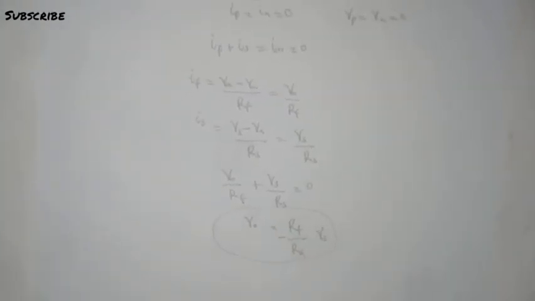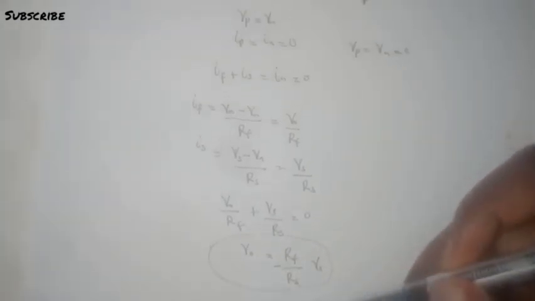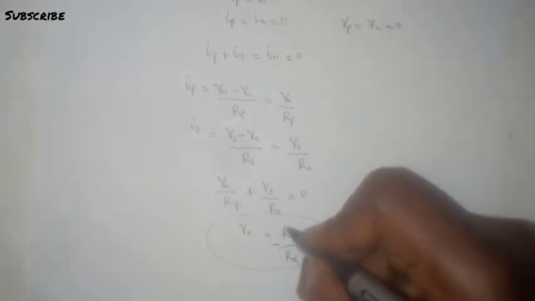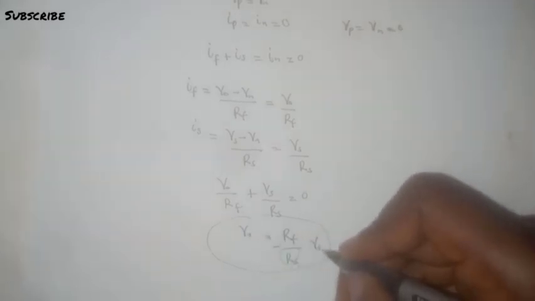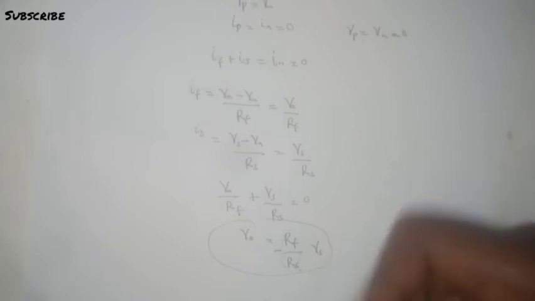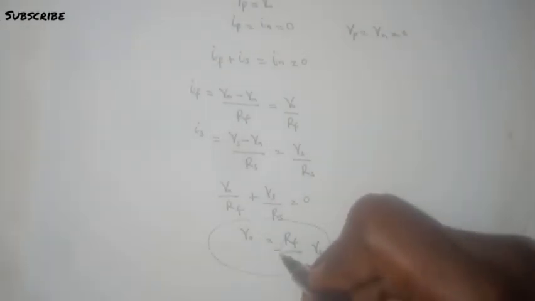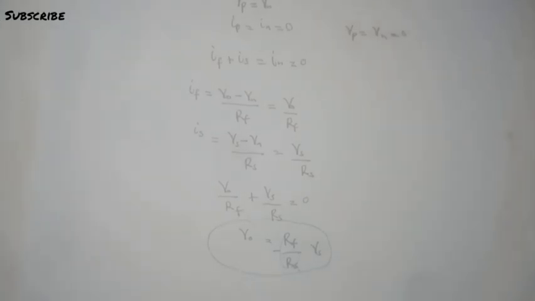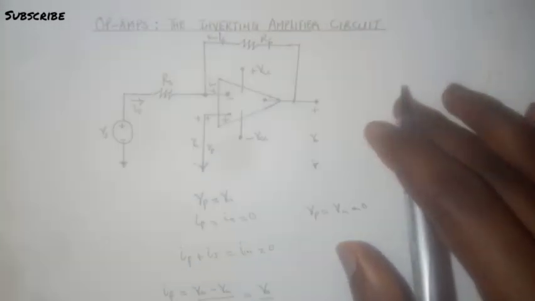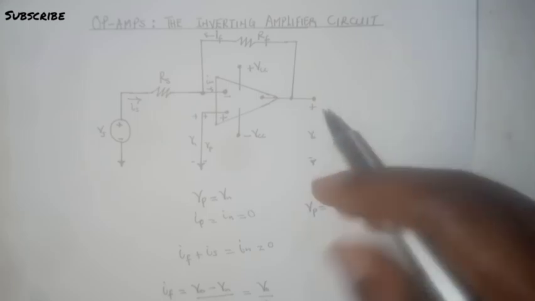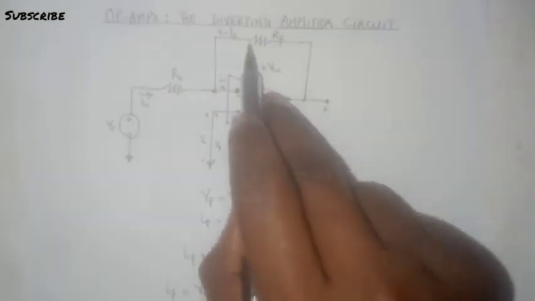Now, taking a good look at the value of V naught here, we come to realize that the output is a multiple of the input. And another thing that we come to realize is this negative sign, which means that the signal that is being inserted into the circuit has been inverted upon coming out as V naught. So because of this negative sign, that is why we call it the inverting amplifier.